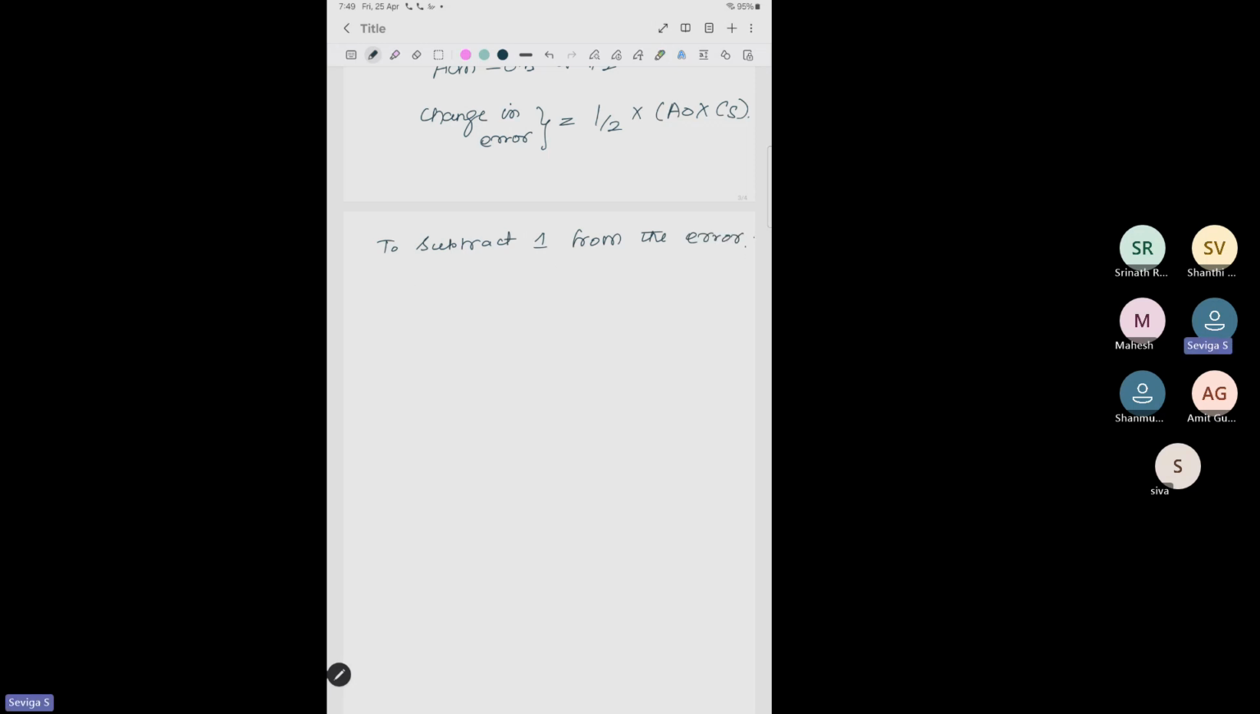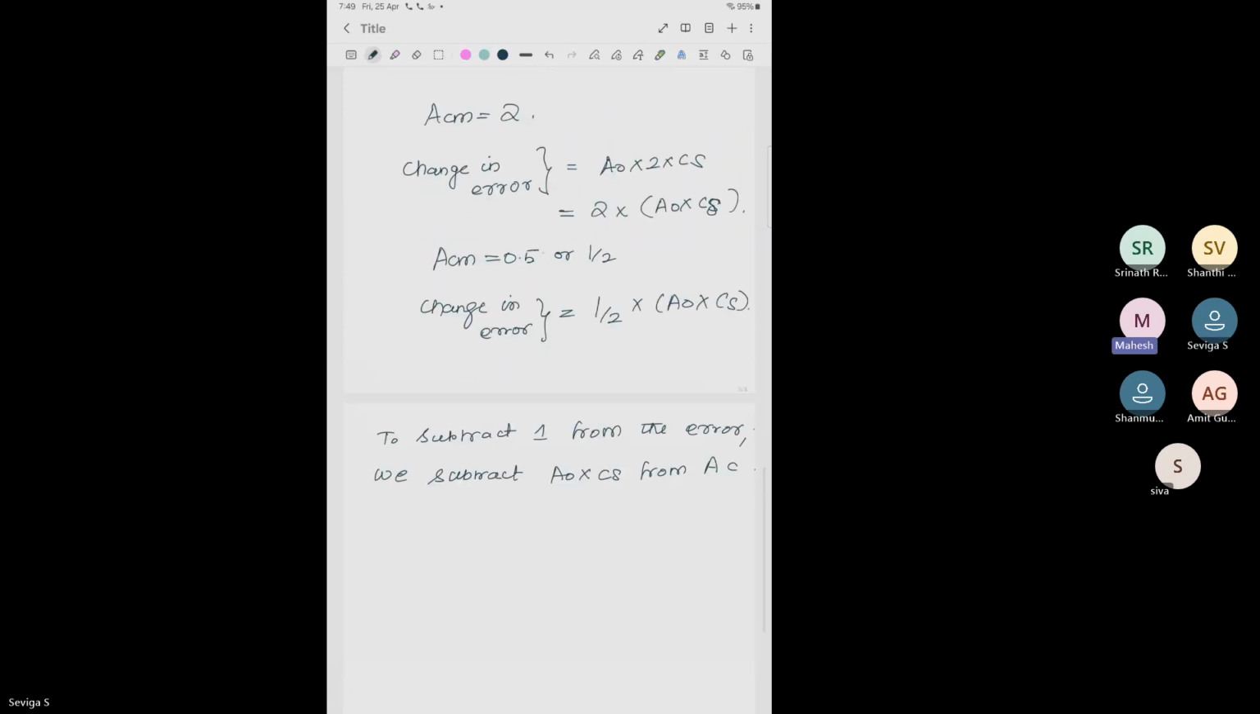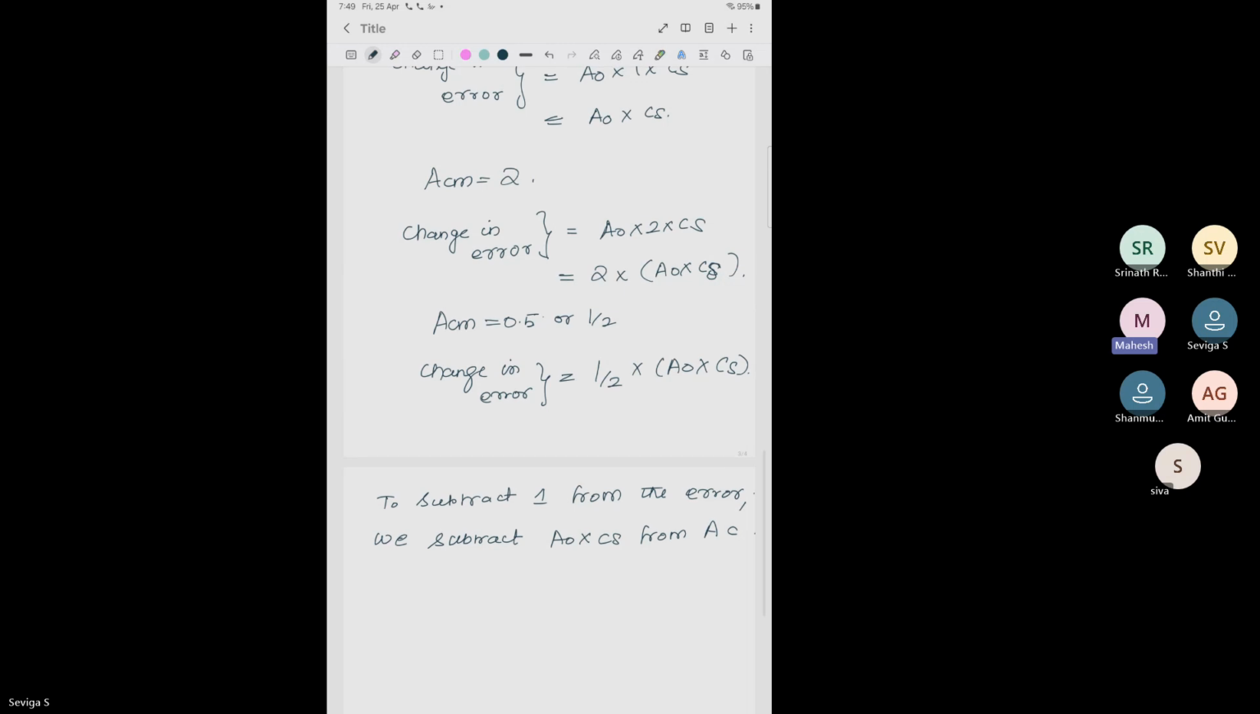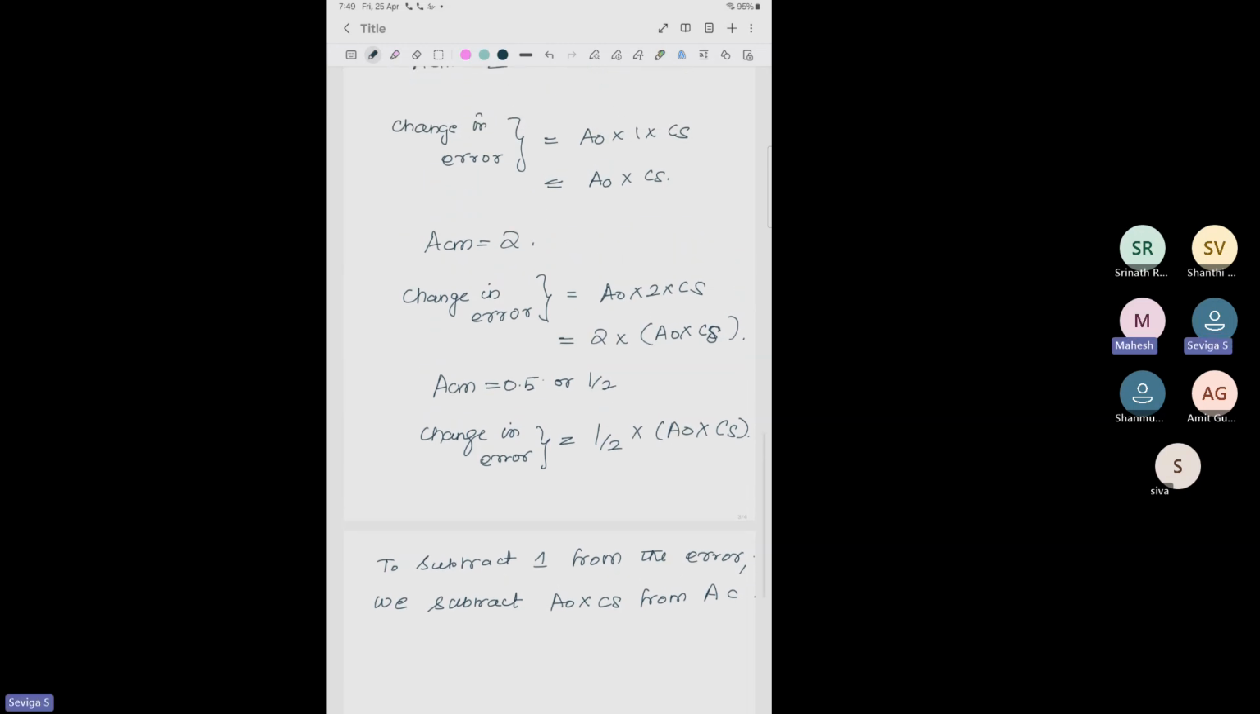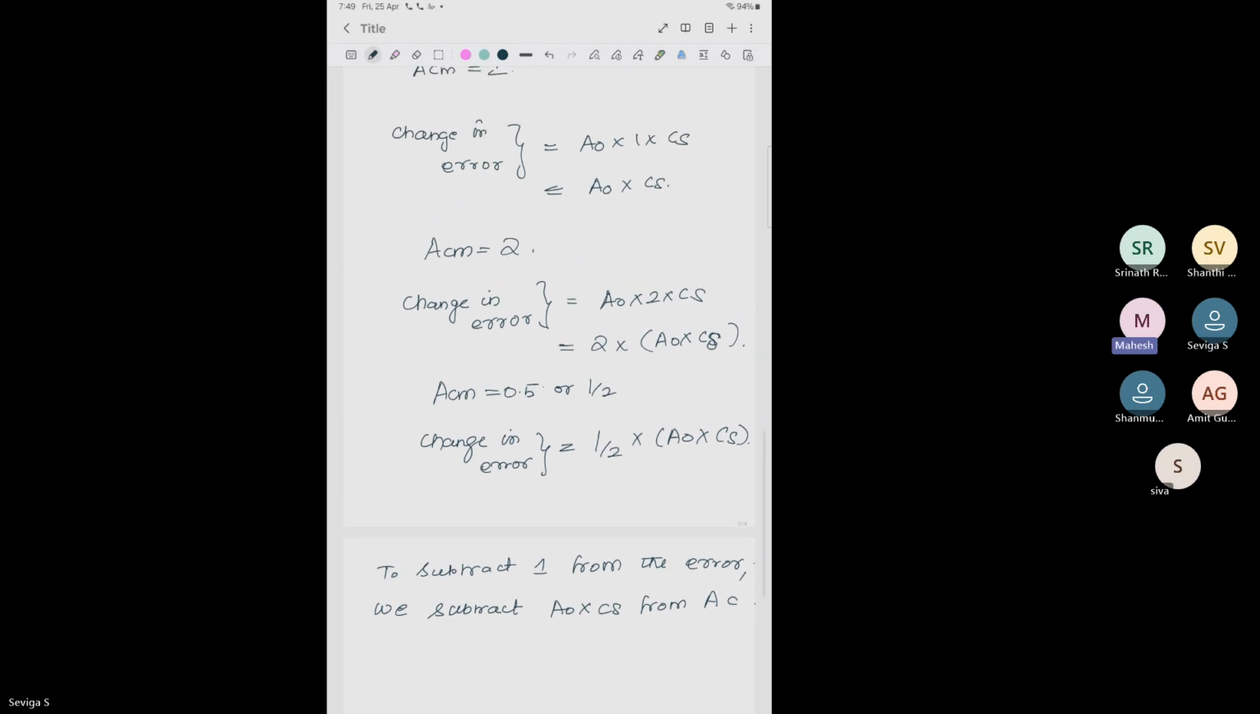what we need to do is subtract A naught into C delta from AC. Did you get this point? No, madam. What didn't you get? This last thing, to subtract 1 from the error, we subtract. Can you explain? So till this it is clear? Yes, clear, madam. Till this.